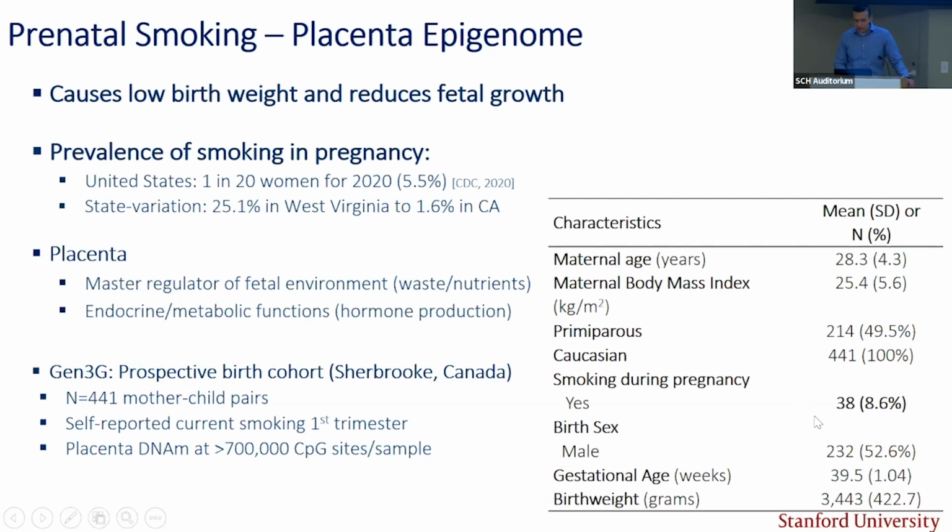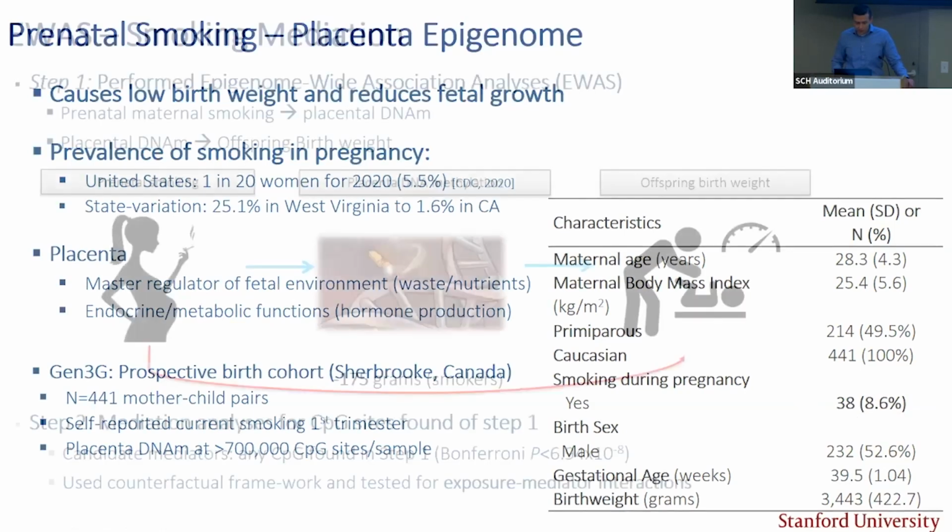The cohort was generally healthy. The only thing that I wanted to highlight here is that only 38 moms reported smoking during pregnancy. That's a little bit higher than the average prevalence in the US, 8.6%. And you'll see that although the sample size is relatively small for some of the genomic analysis that we do, we still had enough statistical power to be able to detect associations.